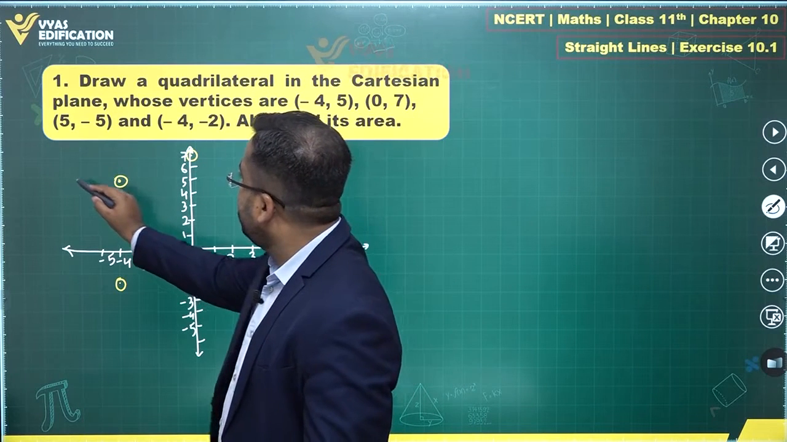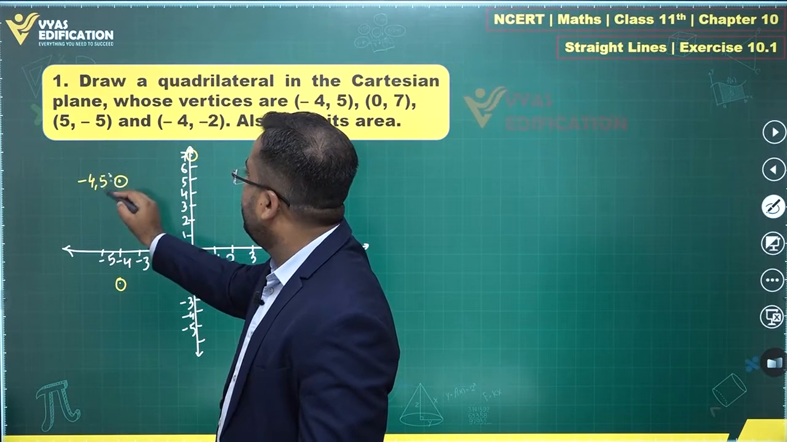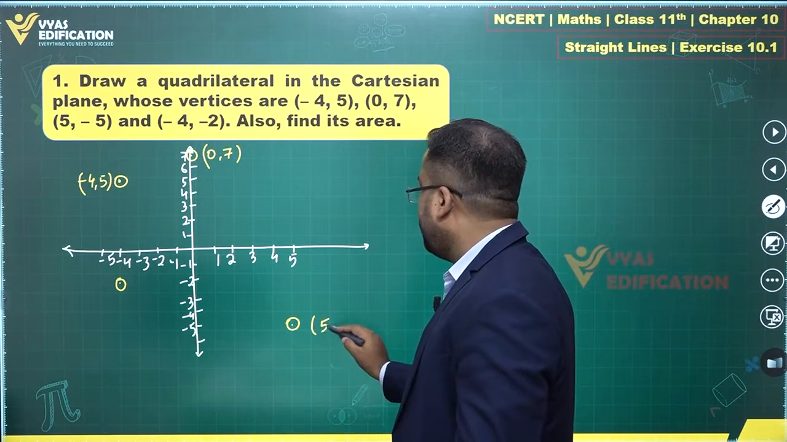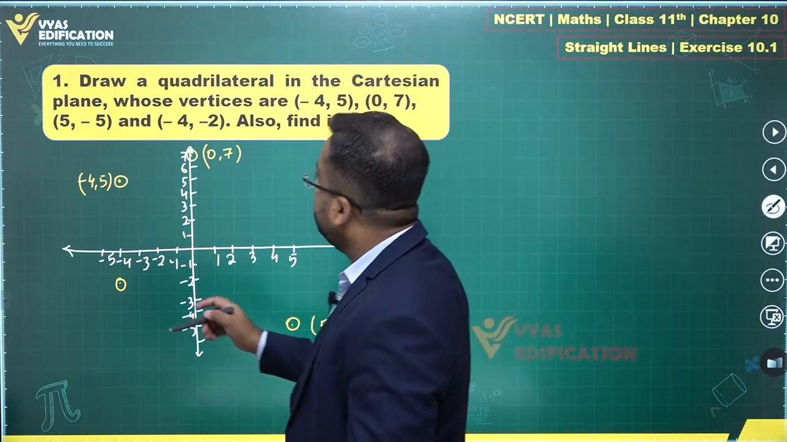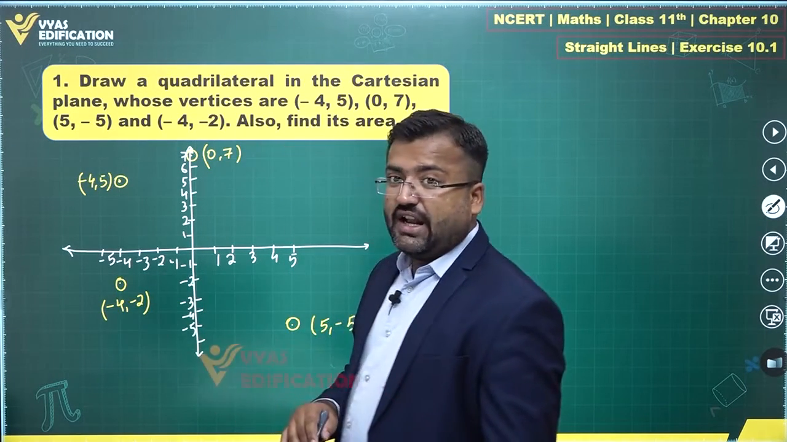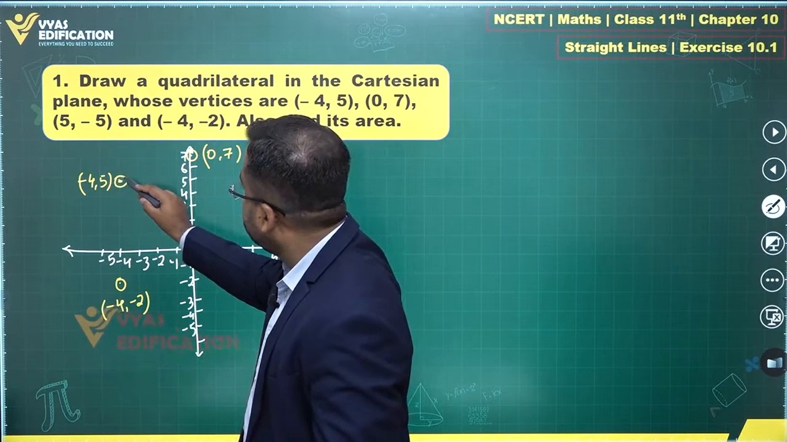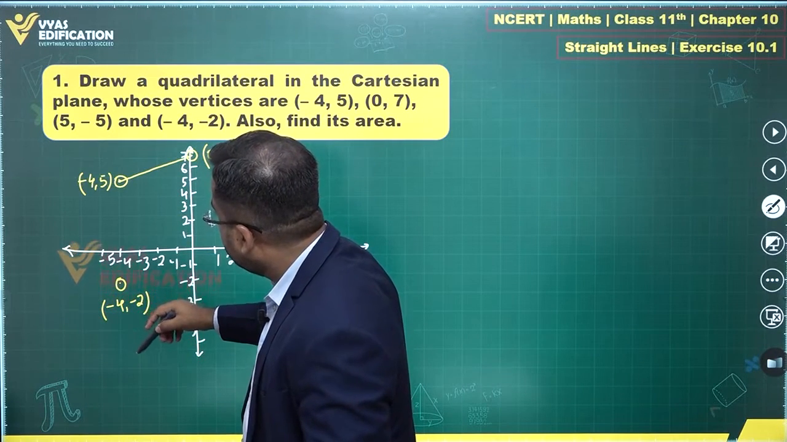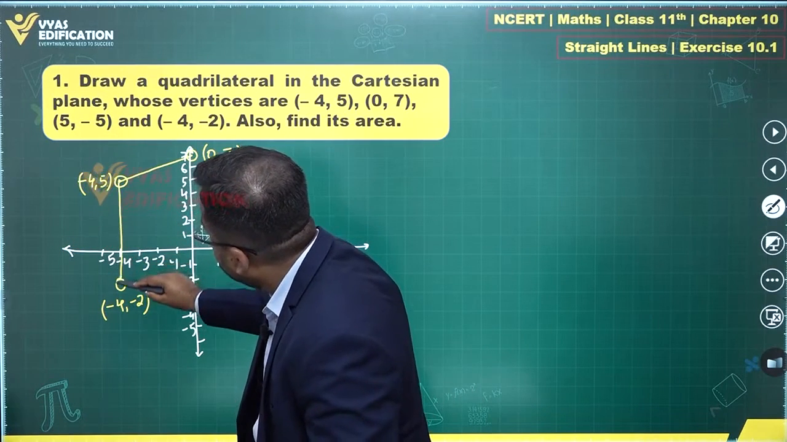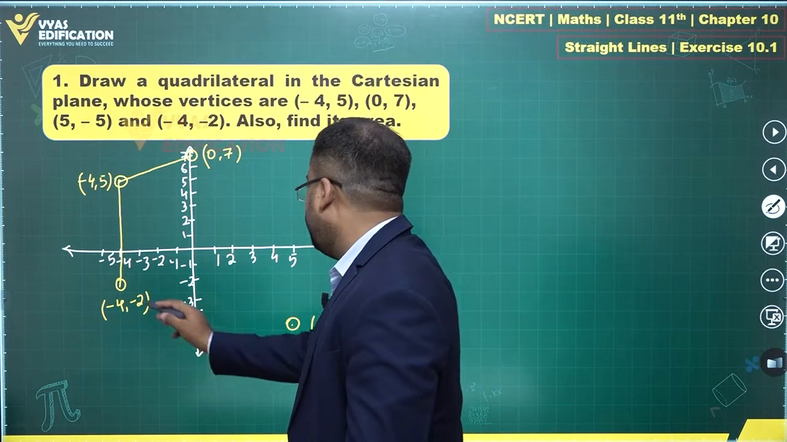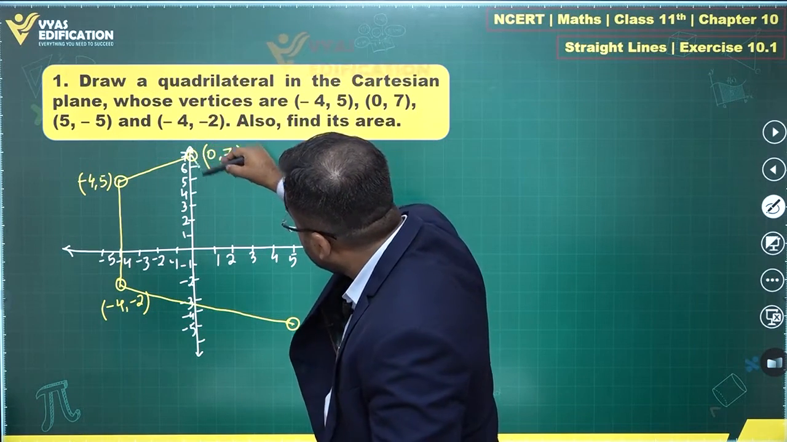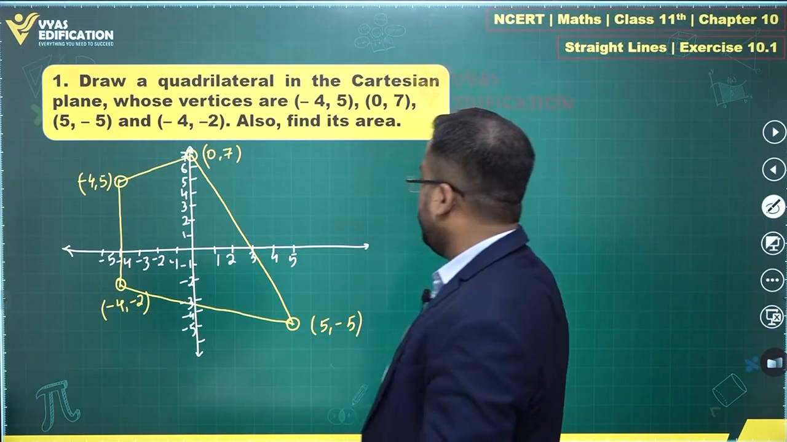Let me mark the points once again. This is minus 4, 5. This is 0, 7. This is 5, minus 5, and this here is minus 4, minus 2. So those are the vertices of the quadrilateral. Let's join them to finally give us this. This will be a straight line, yes. This will pass through this point, and then we'll join these 2 points in this manner, and then we join this also in this manner. This is what you get.